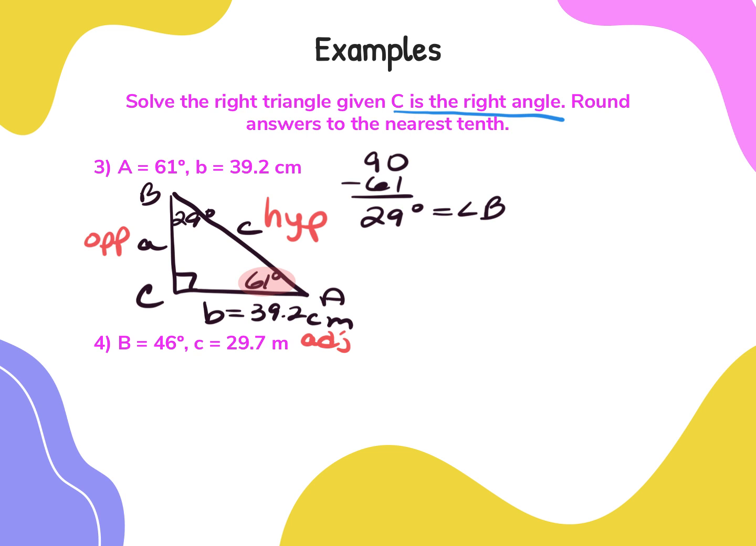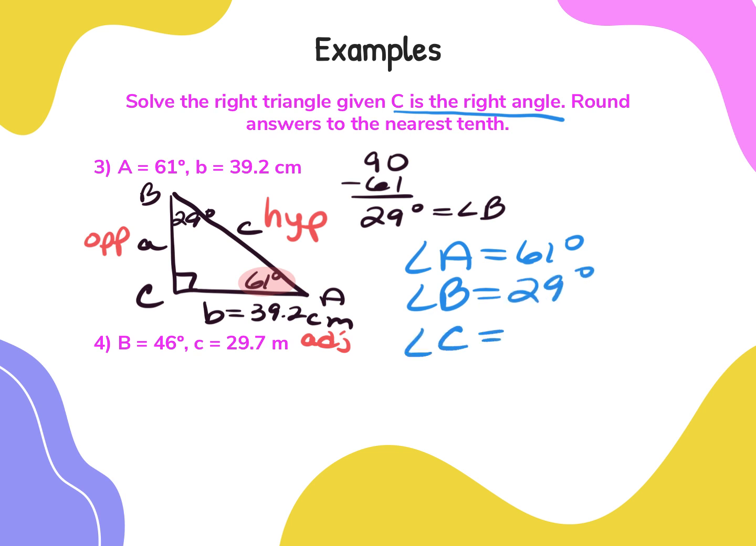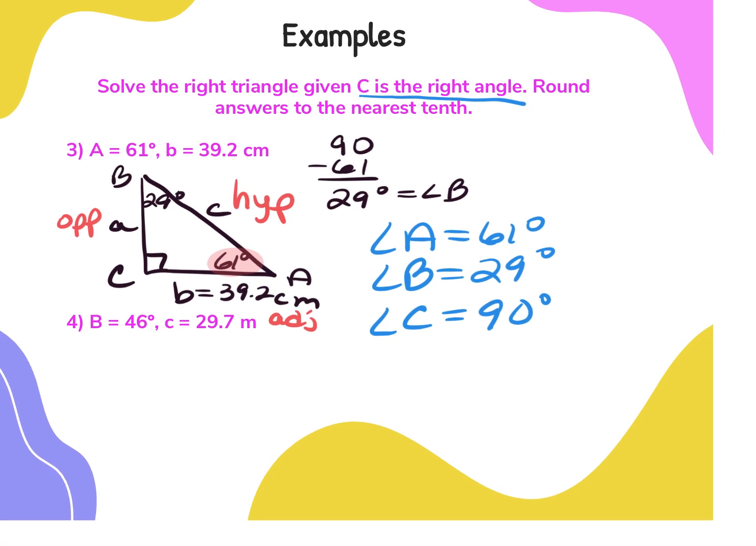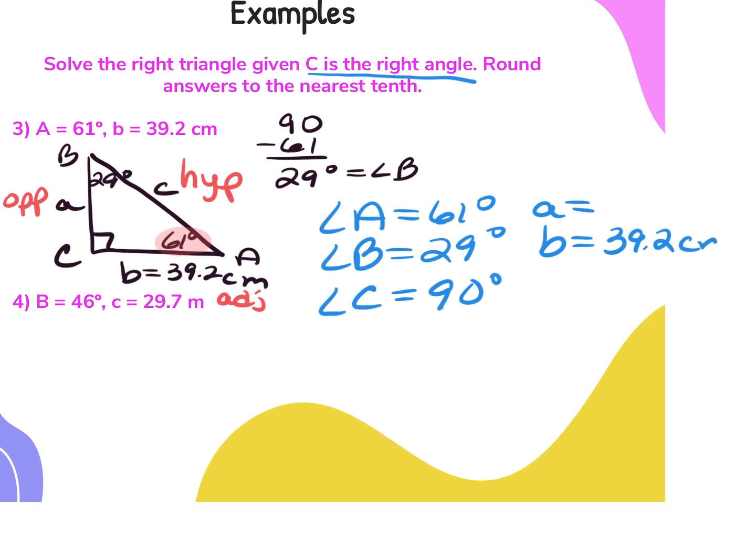Okay, so I've labeled my triangle A, B, and C. I went ahead and found angle B by just subtracting the acute angle A that they gave me. 90 minus 61 was 29. So now, so far, I have angle A was given to me. I just found angle B, and they also gave me that angle C was the right angle, so it's 90. So now I need to work on finding lowercase a, lowercase b they gave me, and lowercase c, my hypotenuse.